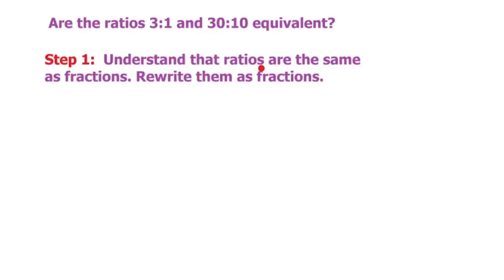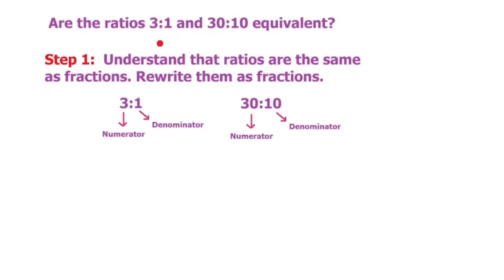So understand that ratios are the same as fractions. We can rewrite a ratio into a fraction. So if we take 3 to 1 and 30 to 10, this is the numerator and this is the denominator. Same thing for 30 to 10. This is the numerator, this is the denominator. So let's rewrite them as a fraction. So 3 to 1 is the same as 3 over 1, and 30 to 10 is the same as 30 over 10.